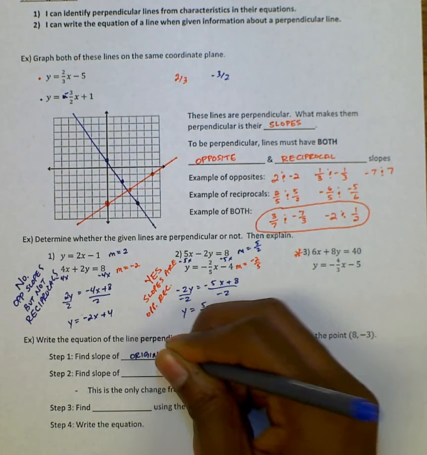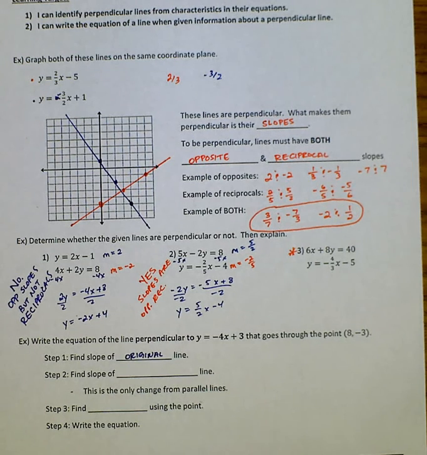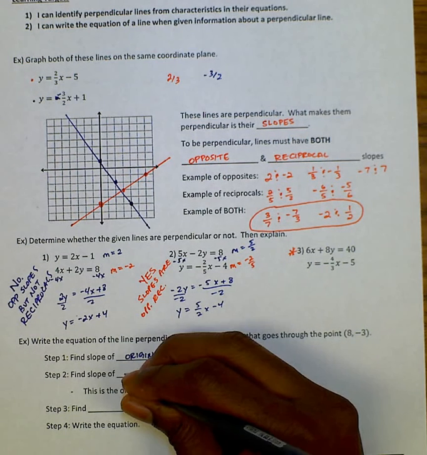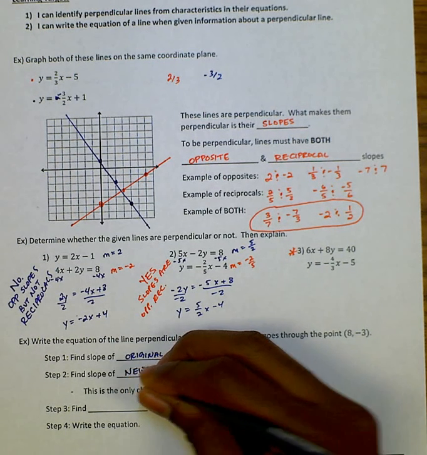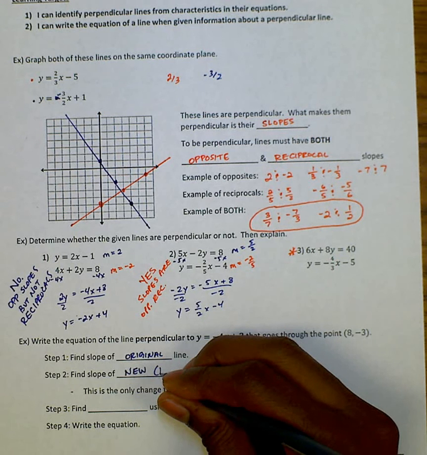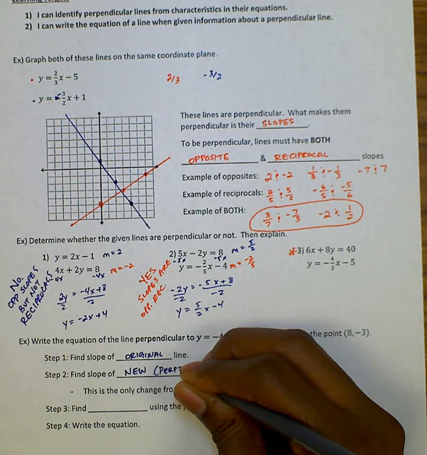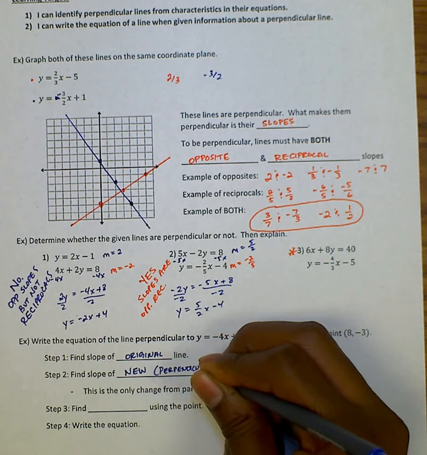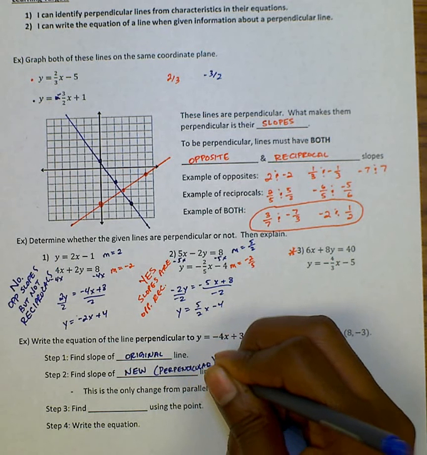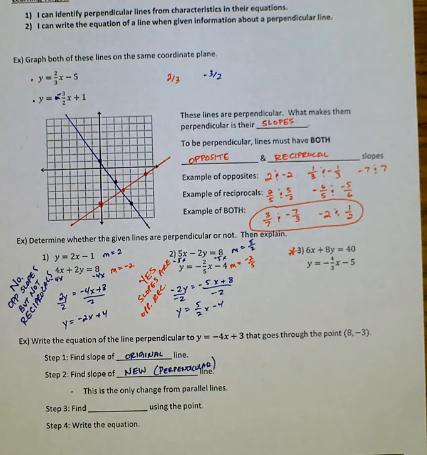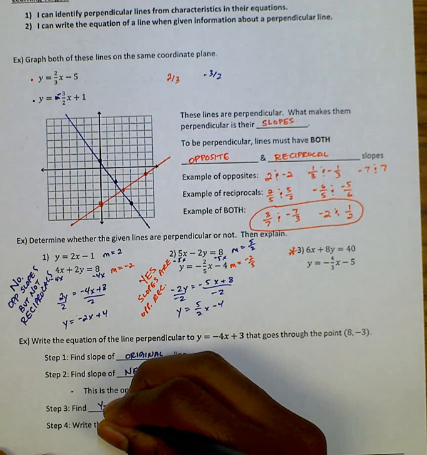We're going to find the slope of the original line. We're going to find the slope of the new line. Okay? In this case, though, the new line is going to be perpendicular. Okay, in that case, it will not be the same. When it was parallel, the slopes were the same, but now that it's perpendicular, the slopes are opposite reciprocals. This is the only change. Then we want to find the y-intercept using the point and then write the equation.